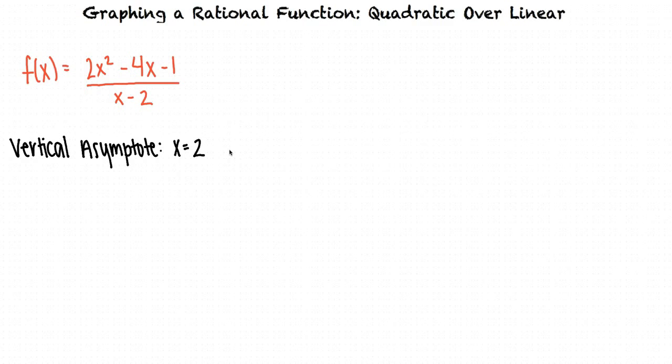Next, a rational function in simplest form has a slant asymptote if the degree of the numerator is exactly 1 greater than the degree of the denominator. When this is the case, the graph has no horizontal asymptote. In our example, the degree of the numerator is 2, and the degree of the denominator is 1. So we need to determine the equation of our slant asymptote using long division.